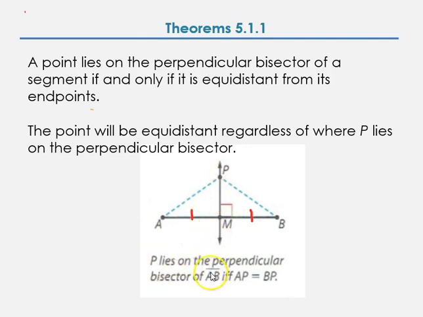Point P lies on the perpendicular bisector of segment AB if and only if AP is equal to BP. So we know that this point is on this bisector, MP, if and only if these two segments, AP and BP, are the same length.